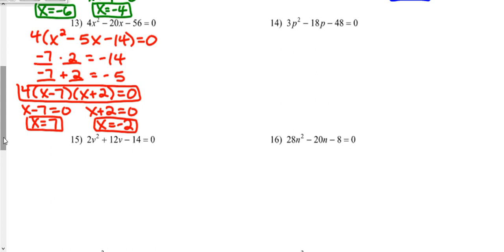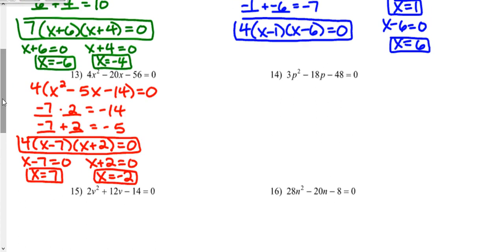Looking at number 14. So on 14, those numbers are all divisible by 3. So taking out the GCF.